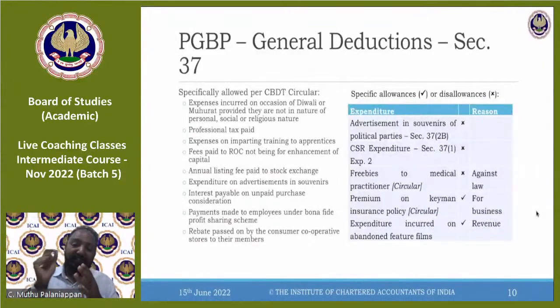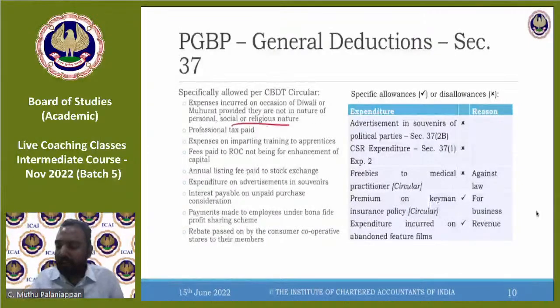Now there are specific expenditures under section 37 which are eligible, and in some cases it is not an eligible expenditure under section 37. So we'll see various things. Expenses on various religious occasions are not personal in nature. It could be a function of Diwali or Bakrid or some specific religious function, but it is not personal. It is for the business, because the employees could be of various religions, right? So it is also business expenditure.